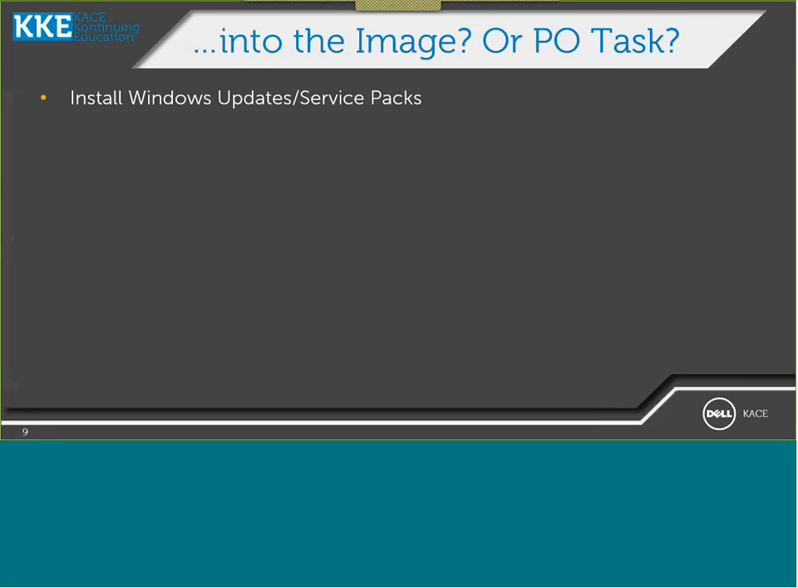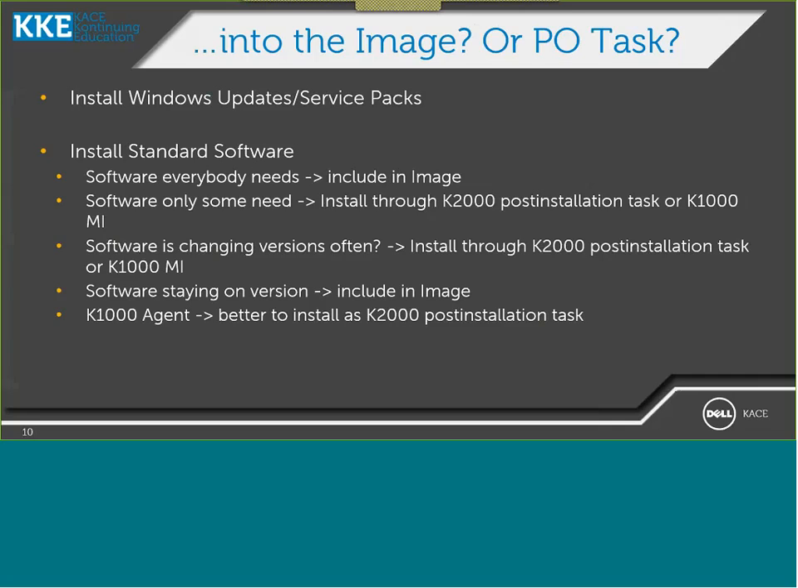Now the question is, what do we put into the image, or is it better actually to add a post-installation task? So Windows Update service packs definitely go into the image because that's the easiest and quickest way to deploy them. As a post-installation task, it's still a lengthy process. But what about software? Now that really depends on the software itself, on the situation. If you have software that everybody needs, include it in the image. If it's software that not everybody needs, that only some special users need, then it's better to install it through a post-installation task.